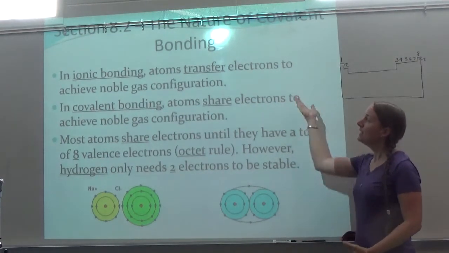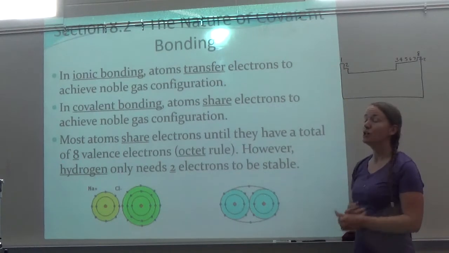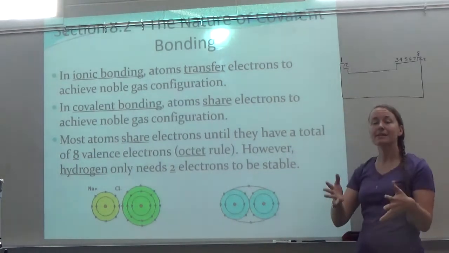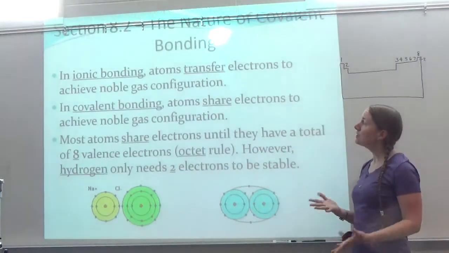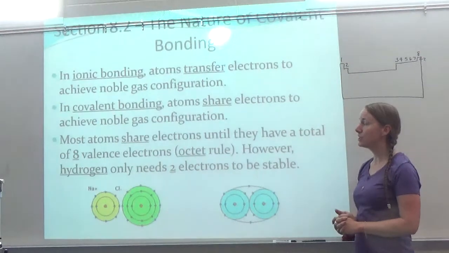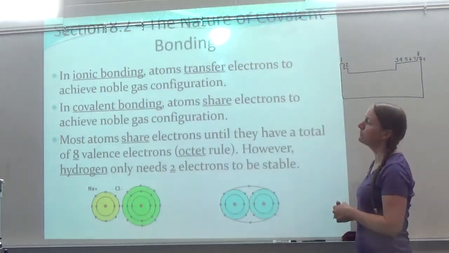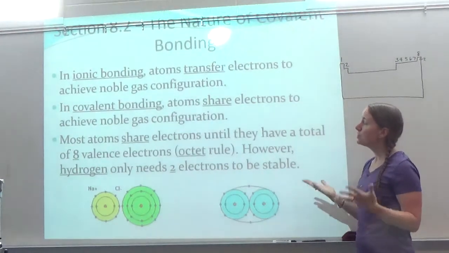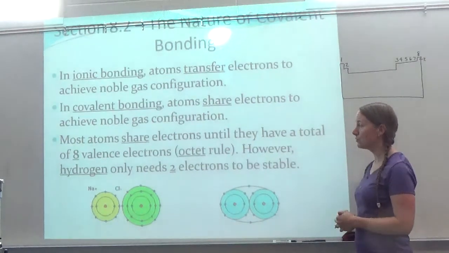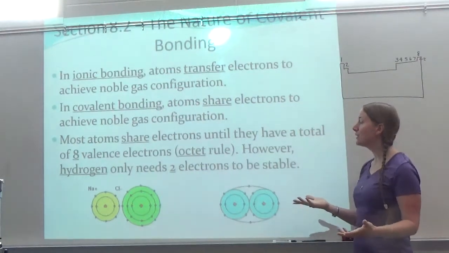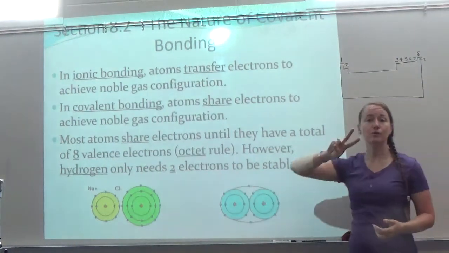All right, so in ionic bonding, atoms transfer electrons to achieve noble gas configuration. Somebody loses, somebody gains, they have opposite charges, and they're held together. In covalent bonding, atoms share electrons to achieve noble gas configuration. Both atoms need more electrons, so they share so that they can both be fulfilled. Most atoms share electrons until they have a total of 8 valence electrons. That's referred to as the octet rule. However, hydrogen only needs 2 electrons to be stable because it's in the first group. The first energy level only holds 2 electrons.